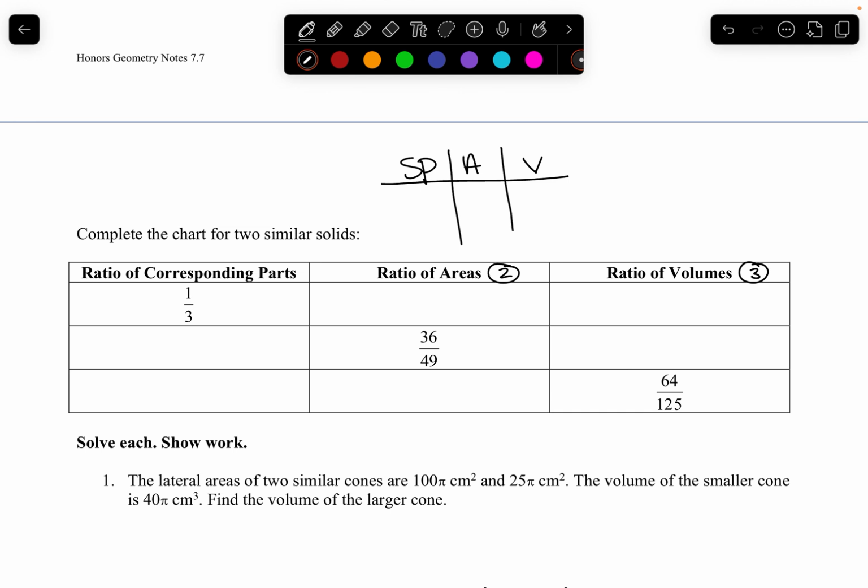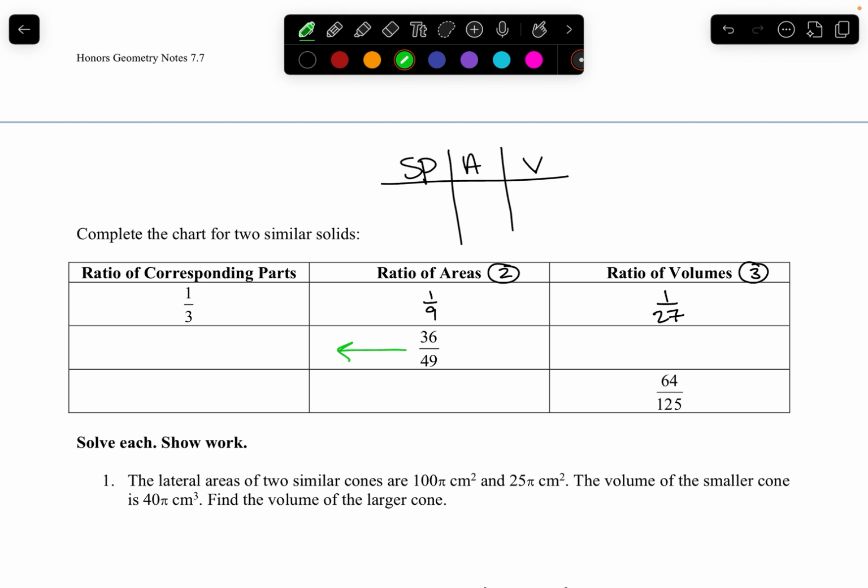So I am going to move this way in my table. 1/3 squared would get me 1/9. And then 1/3 to the third power would get me 1 over 27. So that's how that would work. Now, in order for us to do this, we always need to know our ratio of corresponding parts. So in my second example, I actually have to go backwards to get my ratio of corresponding parts in order for me to find my volume ratio.